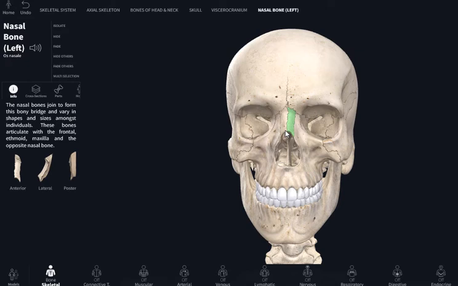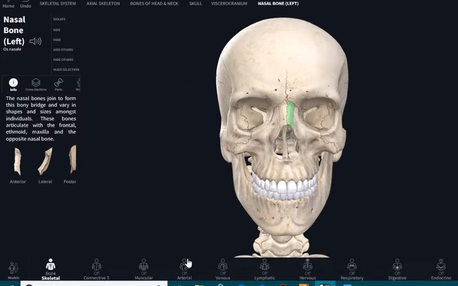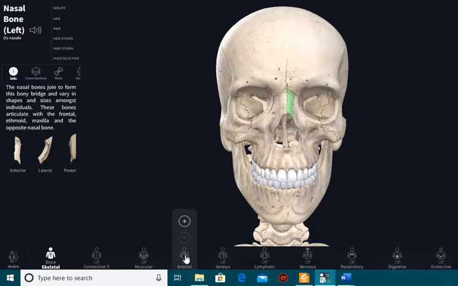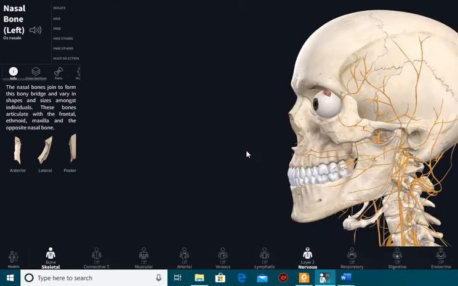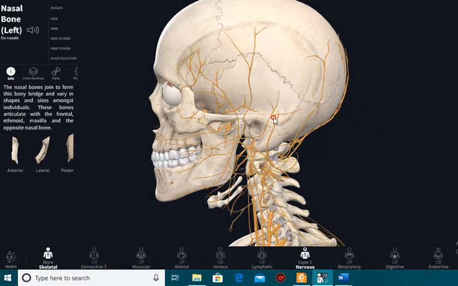In this tutorial, we are going to see the nervous supply to the head. To visualize the nervous supply to the head, we need to add up the arterial structures. We need to add up the nervous structures. So we add up again. So we have these different nerves which are present inside the head.